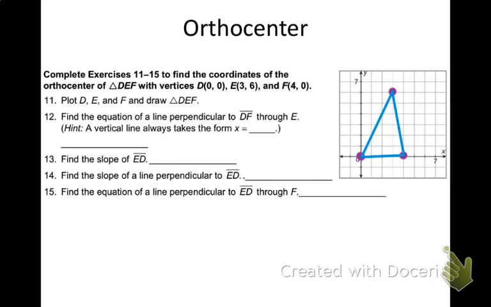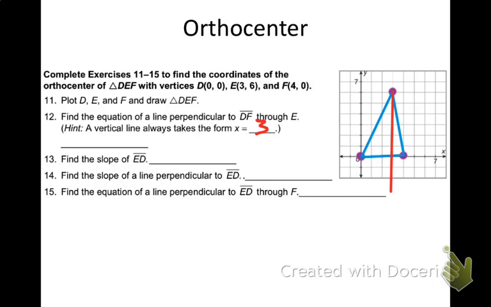Perpendicular to a horizontal line is a vertical line. Do you agree my altitude to be something like that right there? I agree. What's the equation of that line then, Amy? X equals 3. Good job. Is everybody good so far? That's going to be the easy part today, always finding that vertical and horizontal altitude.